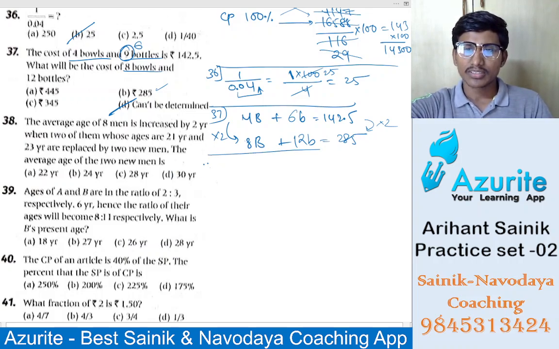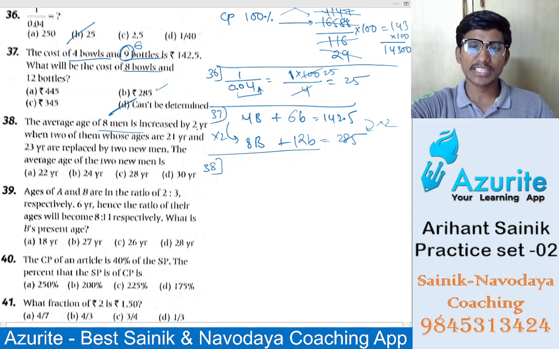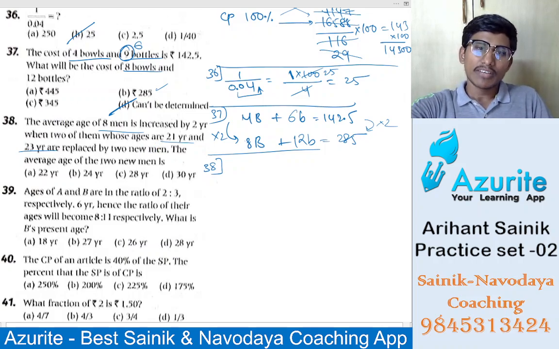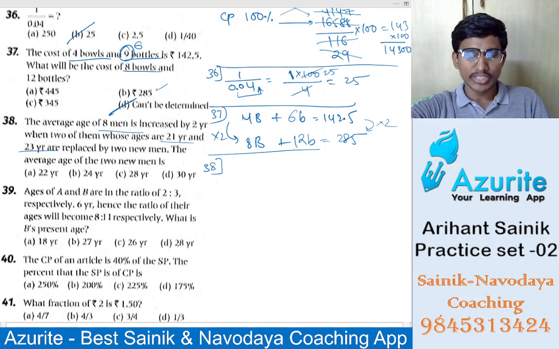Next, question 38. The average of 8 men is increased by 2 years when 2 of them, whose ages are 21 years and 23 years, are replaced by 2 new men. The average of the 2 new men is? Okay, so the average of 8 men is increased by 2 years when the 2 men whose ages are 21 years and 23 years are replaced by new men.